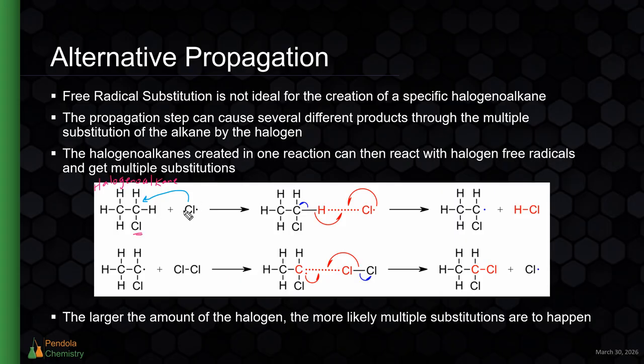Well, that's not going to stop this chlorine. That chlorine doesn't care that it's already a chlorine in this halogen alkane. So the exact same reaction can happen. That free radical can steal the hydrogen, create our hydrogen halide, HCl, and it creates a free radical that is a halogen alkane free radical. So this will be a halogen alkane free radical.